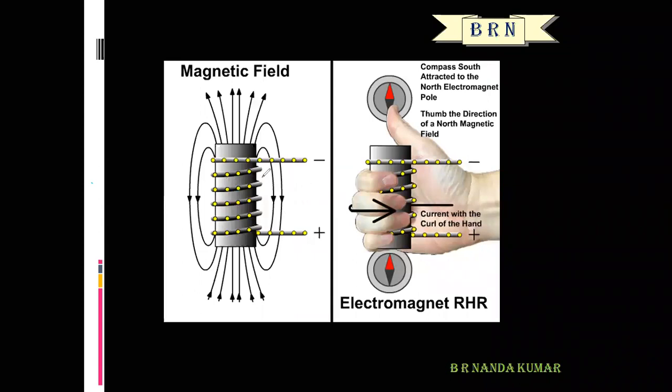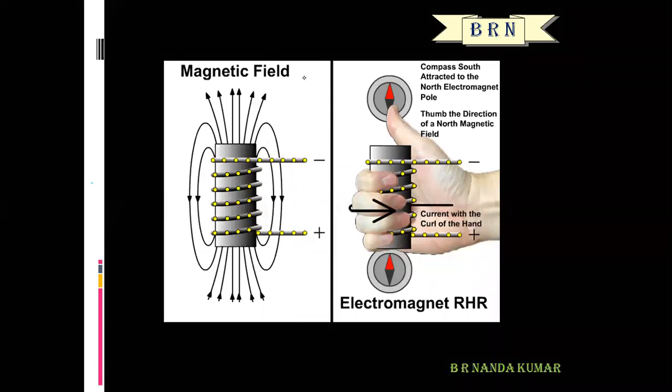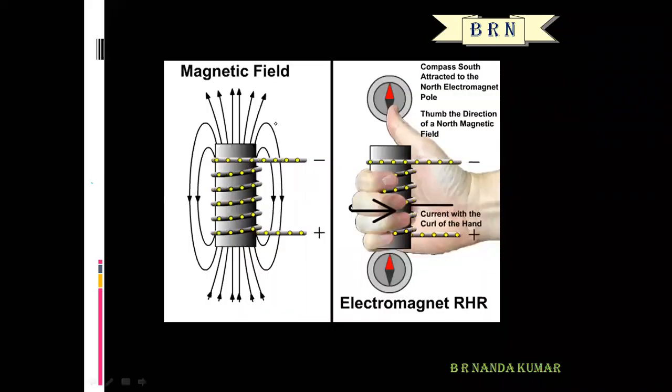Okay, look at this animation. These are the magnetic field lines. This is a current carrying solenoid, and this is the direction of current. Actually here current starts from the positive terminal, right? So these are the magnetic field lines. The direction of magnetic field can be determined by using the right hand thumb rule.